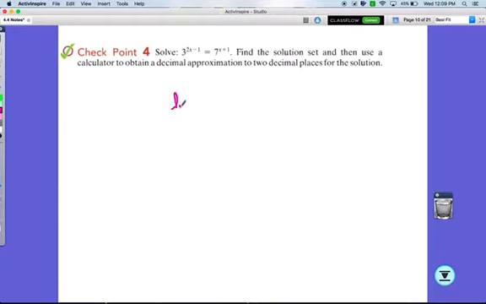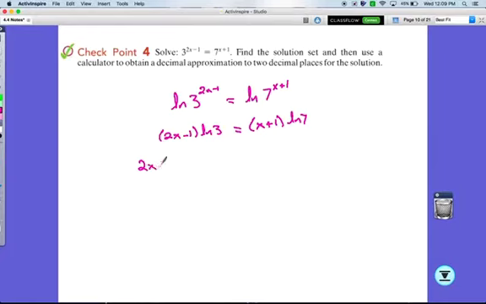All right, so we have the natural log of 3 to the 2x minus 1 is equal to the natural log of 7 to the x plus 1. Bring the powers out front. So 2x minus 1 times the natural log of 3 is equal to x plus 1 times the natural log of 7. Distribute: 2x natural log of 3 minus 1, or minus just the natural log of 3, is equal to x natural log of 7 plus natural log of 7.